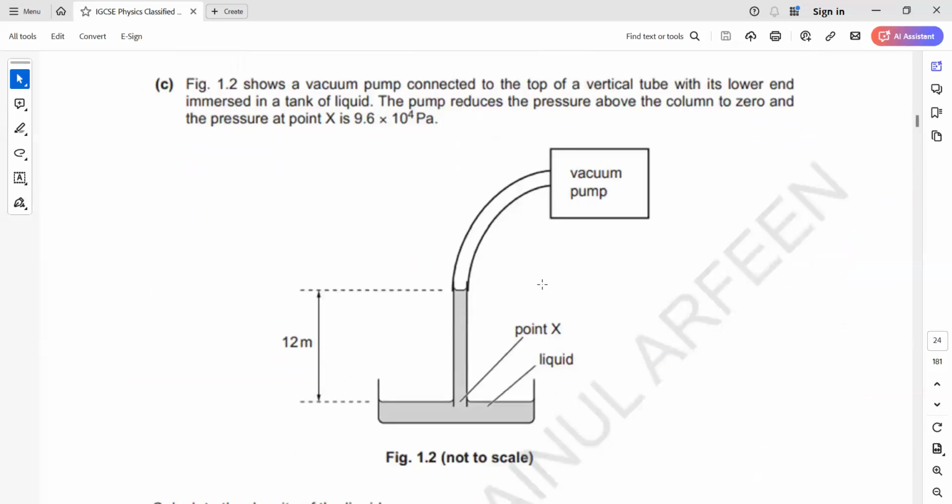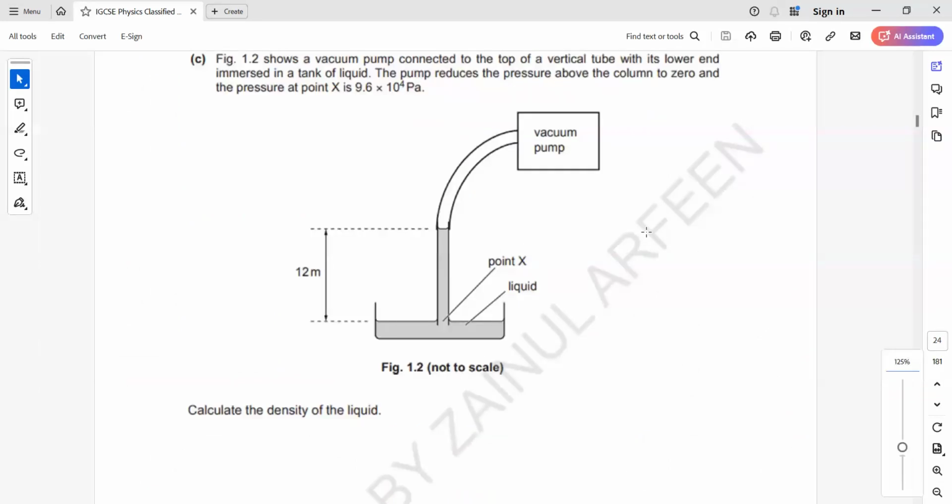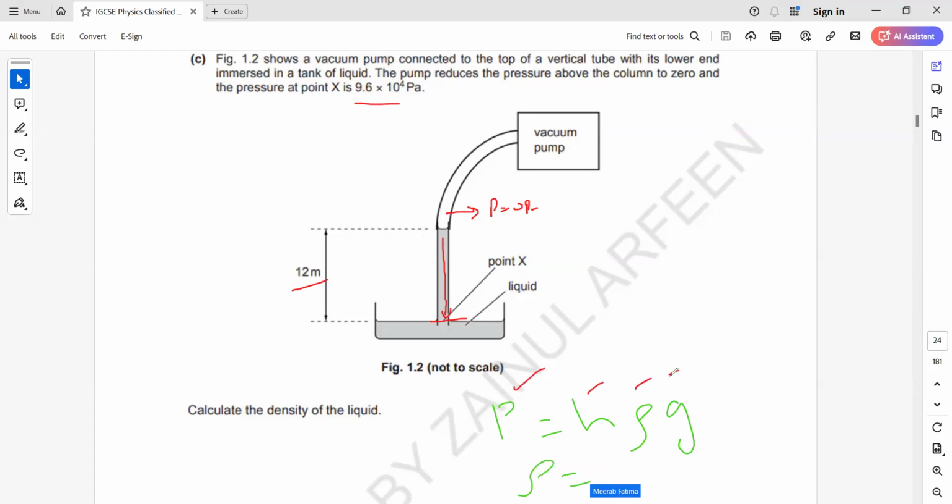The next one, figure 1.2 shows the vacuum pump. The pump reduces the pressure, so at this point there is no pressure because it's a vacuum, so 0 Pascal. And at point X, how much is the pressure? 9.6 exponent 4. That is only the pressure due to the depth, and the depth is 12 meters. We need the density. So pressure equals density times gravity times depth. The pressure is 9.6 into 10 to the power 4, depth is 12, density we don't know, and gravity we will take as 9.8.